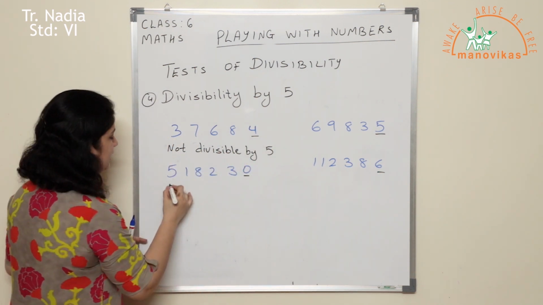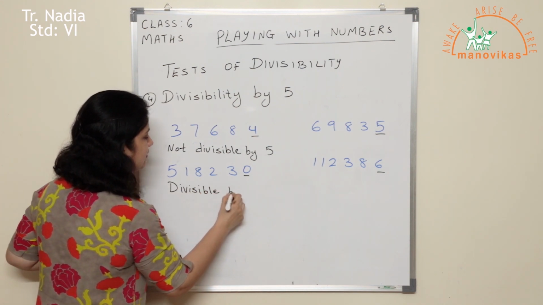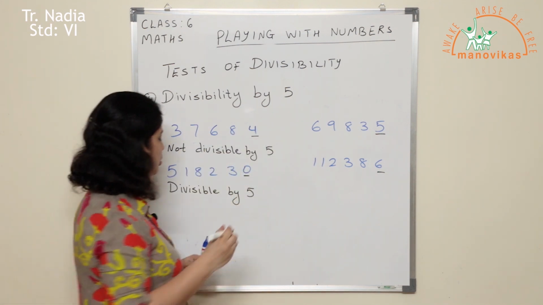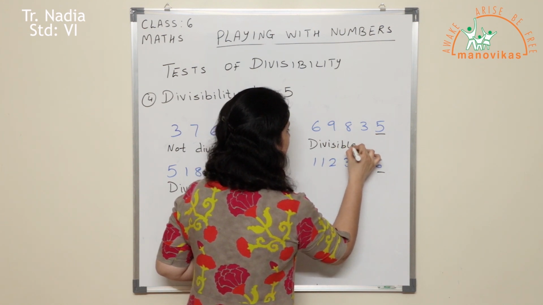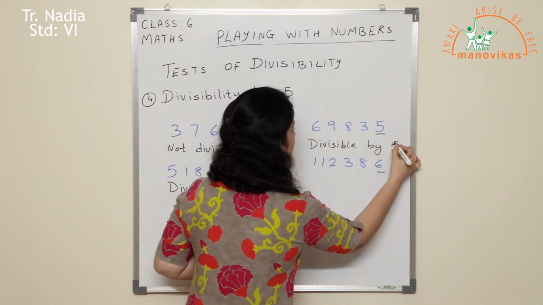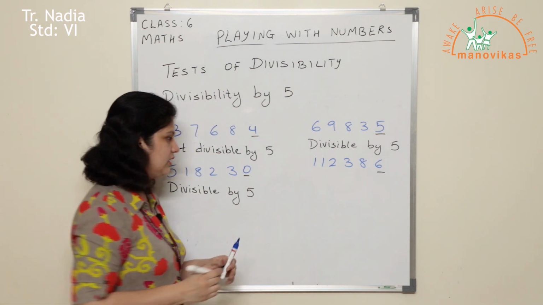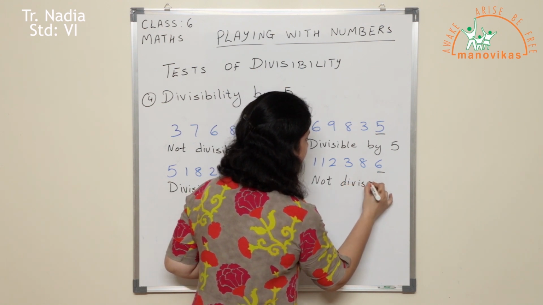What about this number? Ends with a 0. Yes, if the number ends with a 0, that means it is divisible by 5. That one ends with a 5. So yes, it is divisible by 5. And the last one ends with a 6. So what will I say? Not divisible by 5.